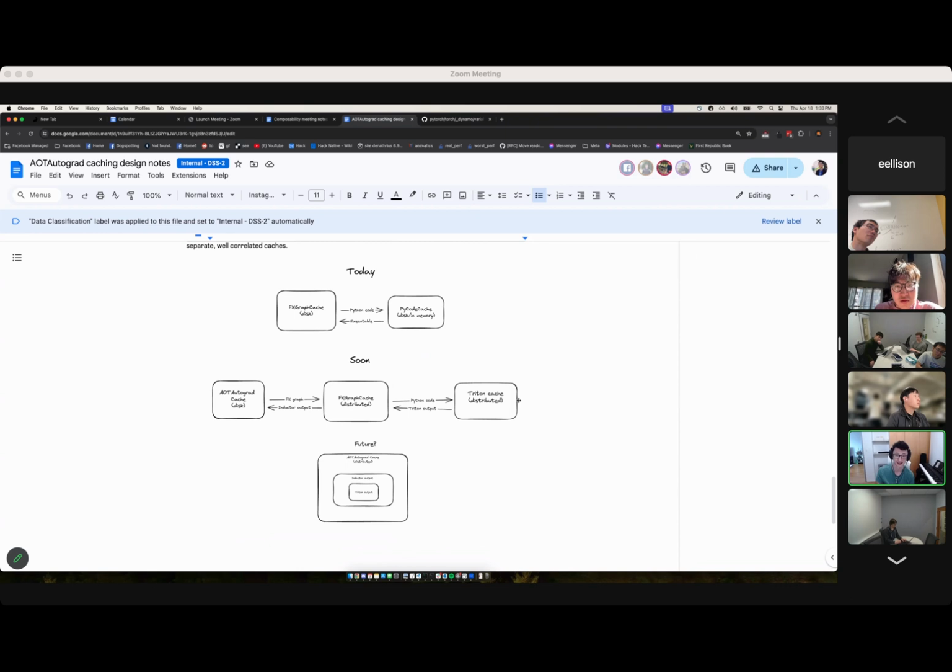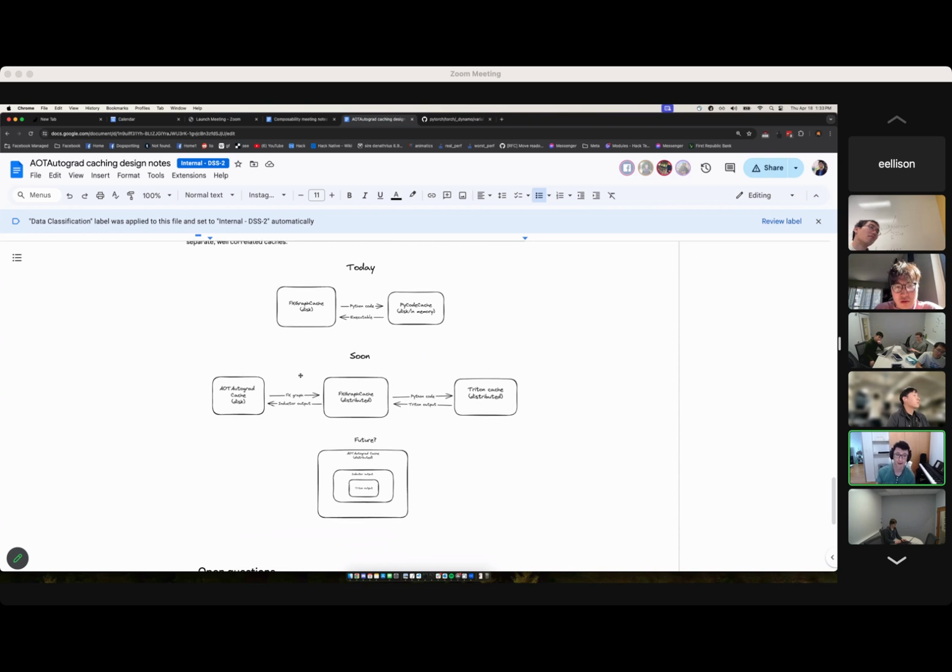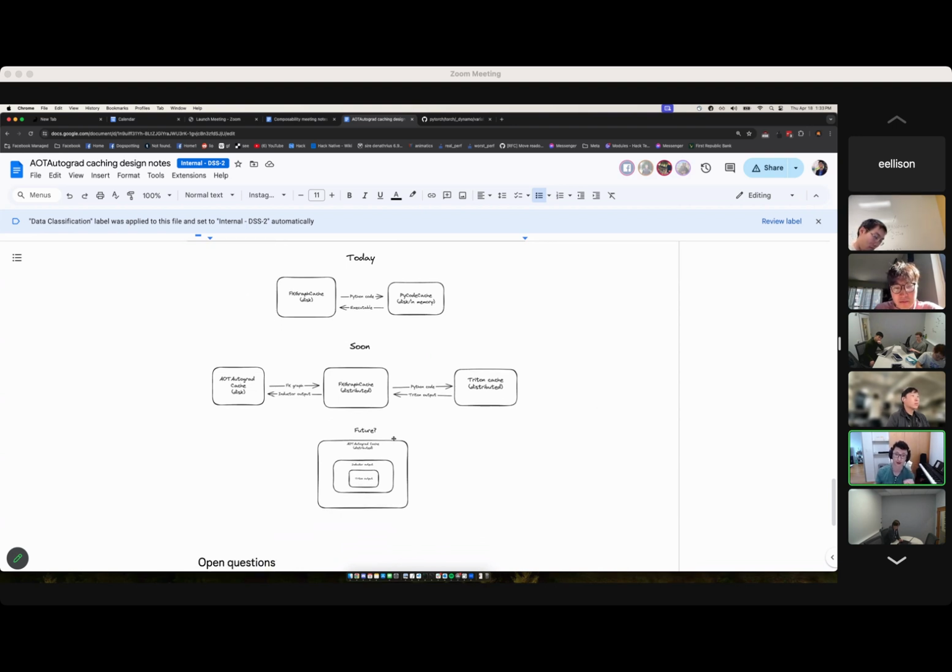So in the future, I think it would be helpful for us to think about making some sort of universal cache key that works for all 3 of these caches, so that you make 1 round trip to this cache and it gives you back everything you need.